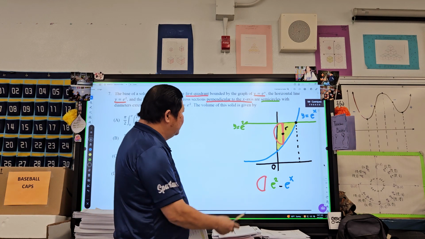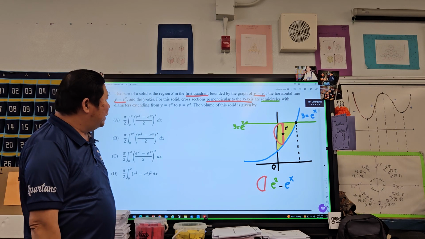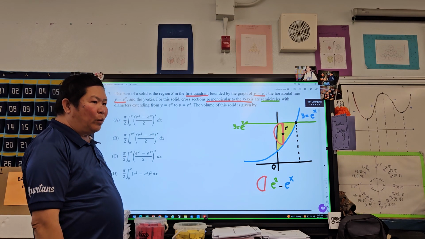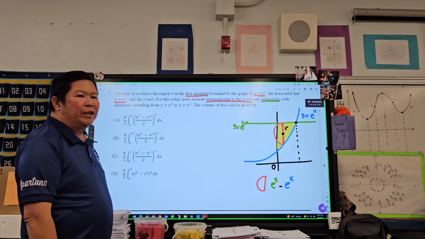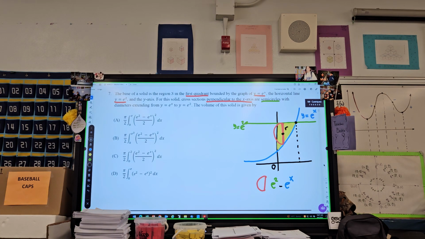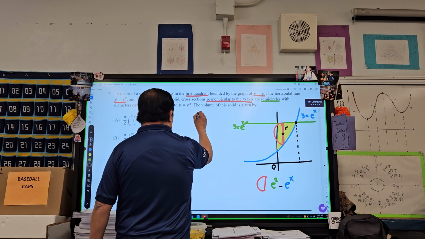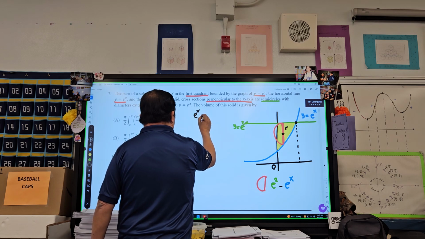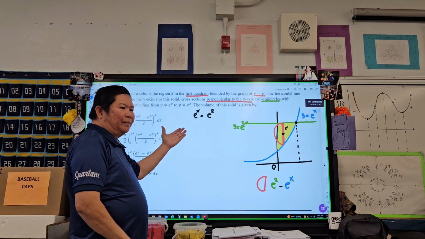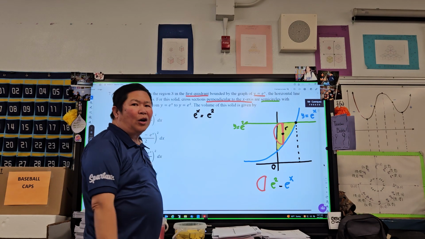Okay, so what to do? Two functions, two equations. We're going to equate both, right? So what to equate? We have e to the power of x is equal to e squared, which means e to the power of x is equal to e to the power of 2. Same basis. Same basis. So what to focus on?